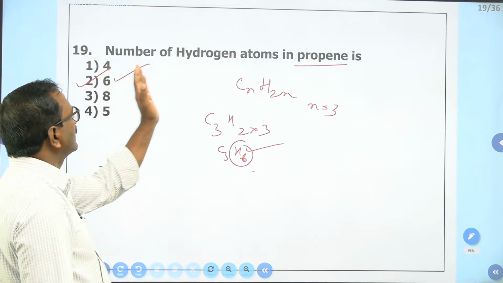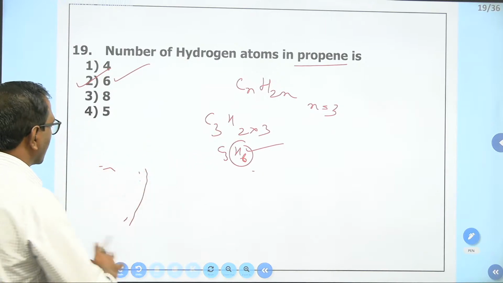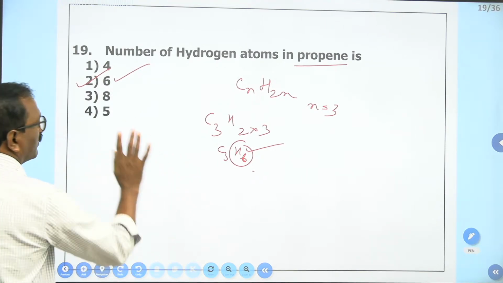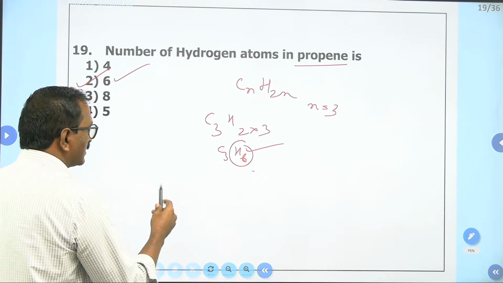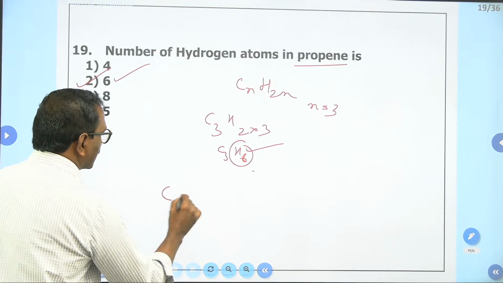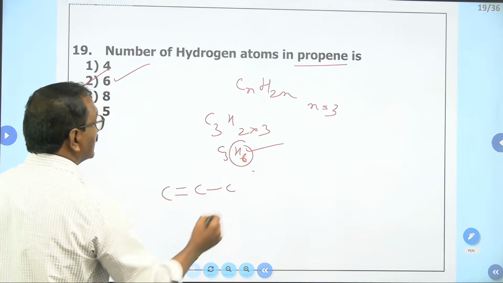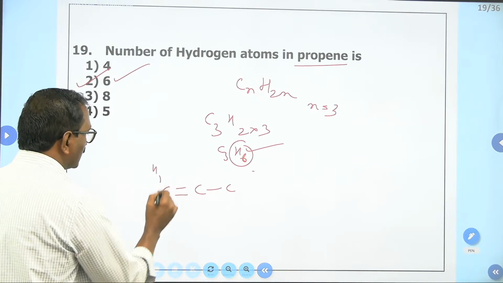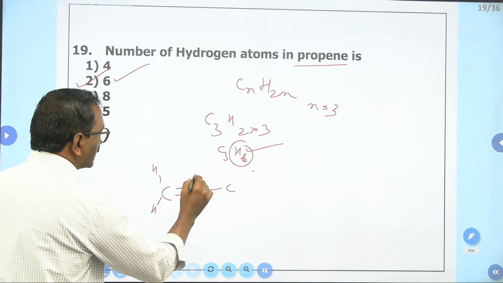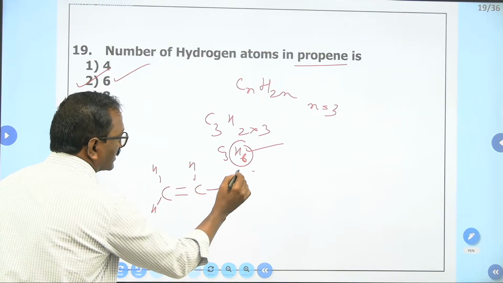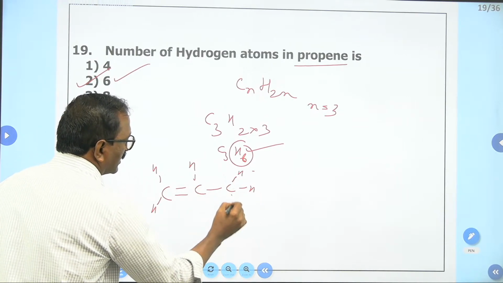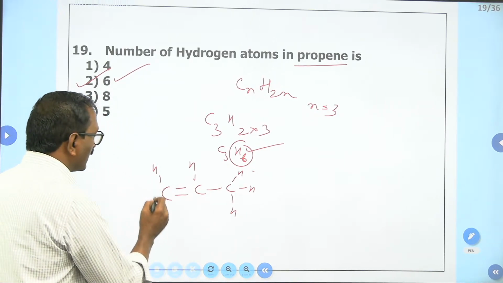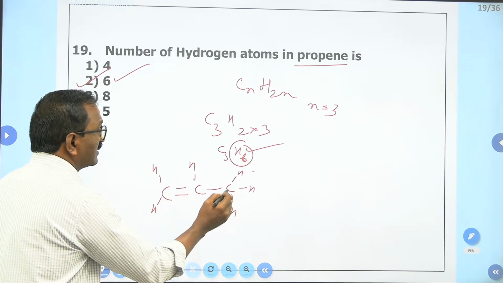Now sometimes the number of bonds present in propene also you should remember here. In such cases we can take the structure, because it is an ENE compound, with a double bond between the first two carbons. Carbon is tetravalent in nature: 1, 2, third bond and fourth one with hydrogen; second bond with hydrogen, third bond with hydrogen, fourth one with hydrogen. In place of hydrogen atoms, number of bonds means how many are there: 1, 2, 3, 4, 5, 6, 7, 8, 9 bonds are there.